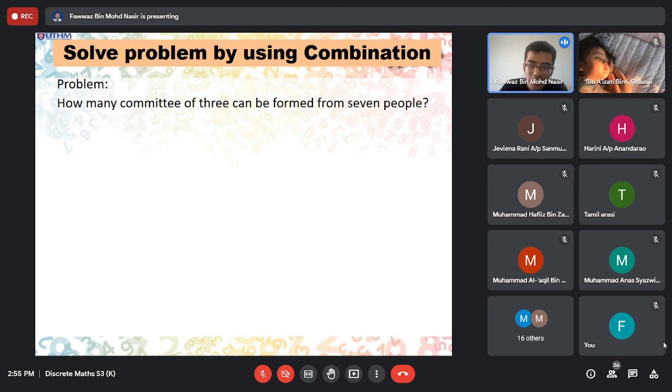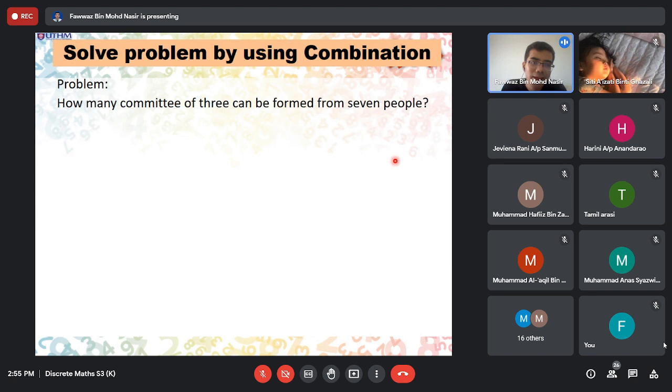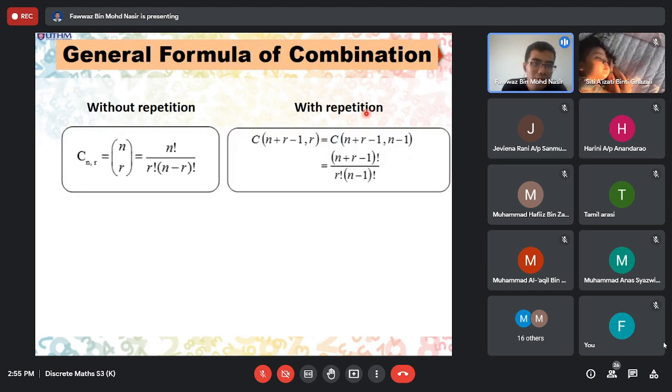So we just use the formula tadi, okay? So by right, kalau kita fikir logic kan, bila kita nak select a committee of 3 from 7 people, by right dia tak ada repetition kan, sebab we cannot have the same people yang ambil 2 position dalam committee tu. Okay, so committee tu by right dia sepatutnya is filled by 3 different people for a committee with 3 people. So we just use formula without repetition tadi.